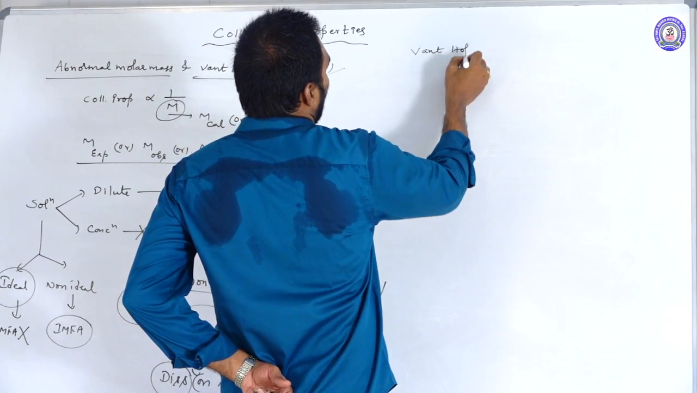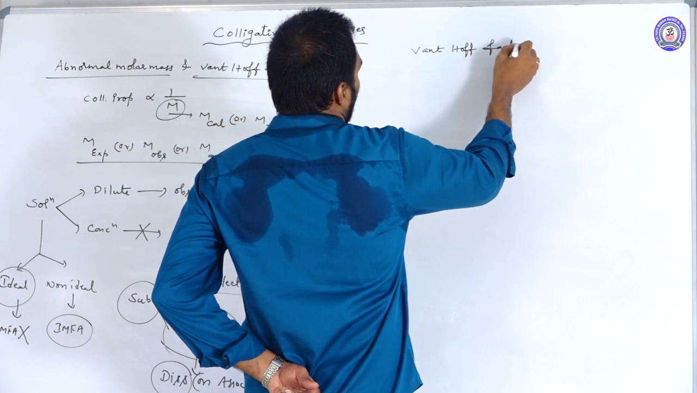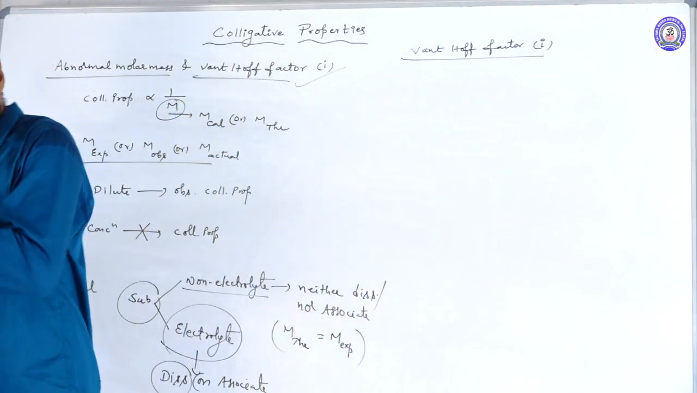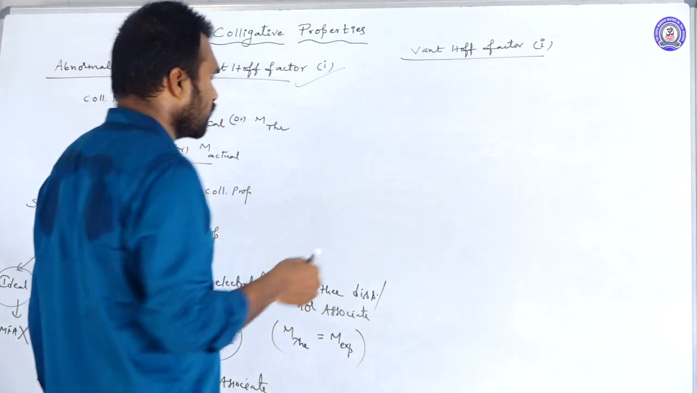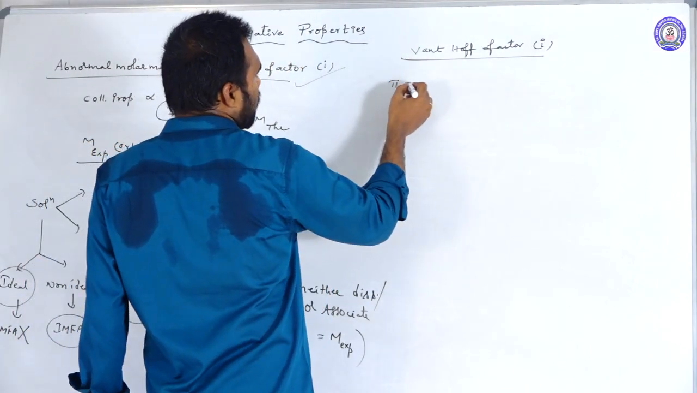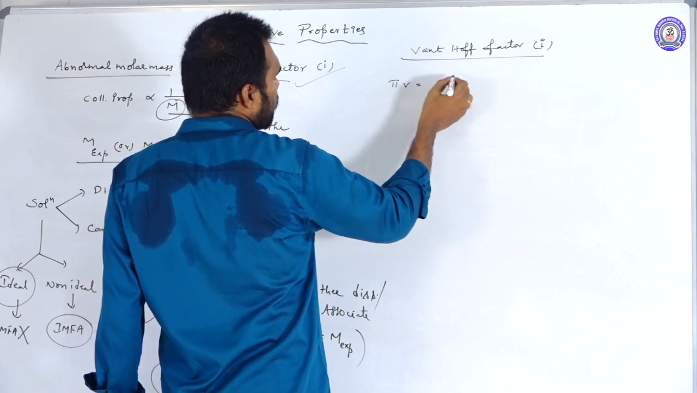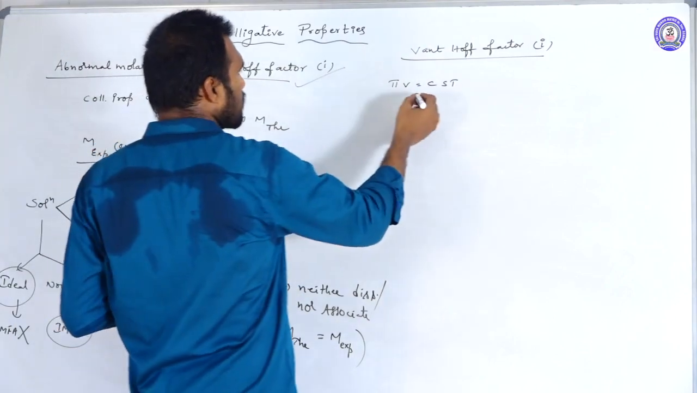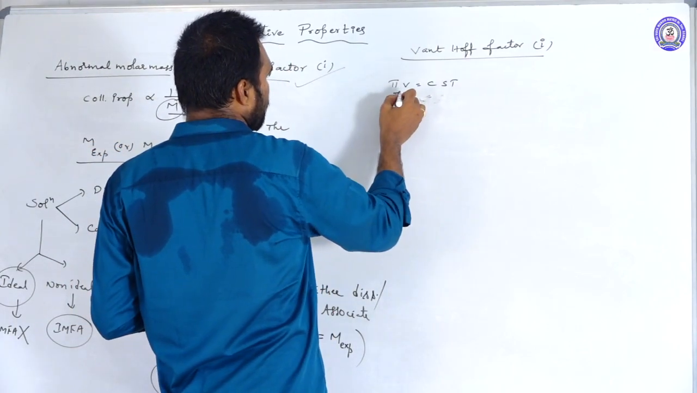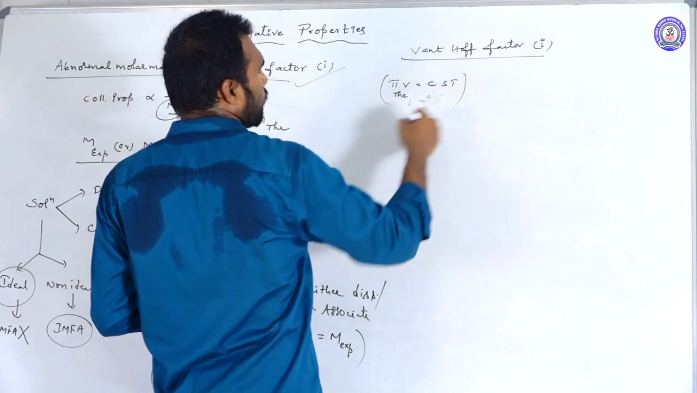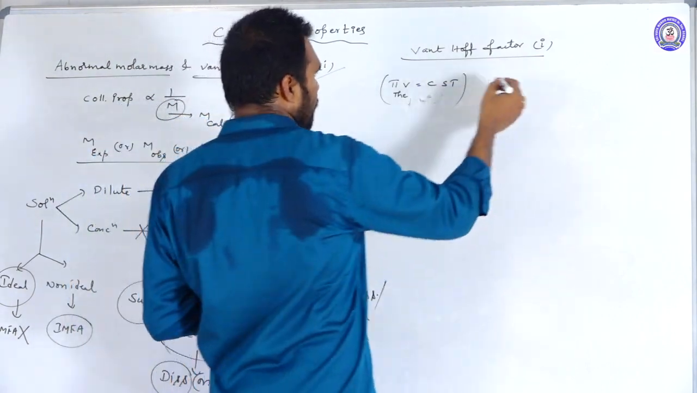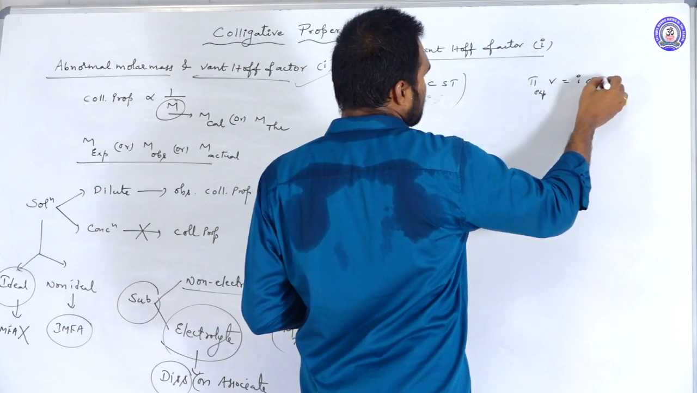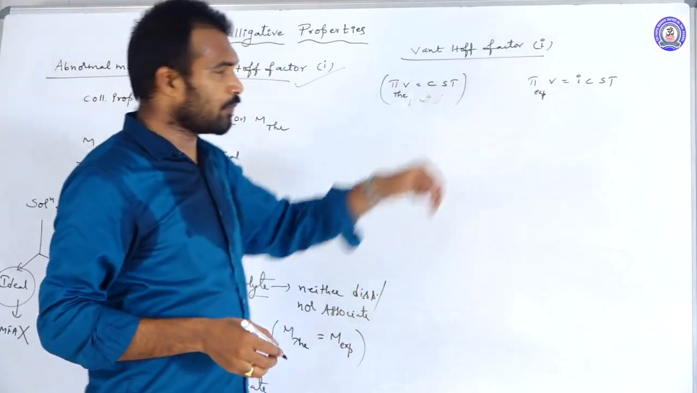Van't Hoff factor, represented with i. Suppose you take theoretically, what is the formula? Pi V is equal to CST. This is the formula for osmotic pressure, this is theoretical. Experimentally, when we discuss the same, it is pi V is equal to iCST. This is the experimental formula.